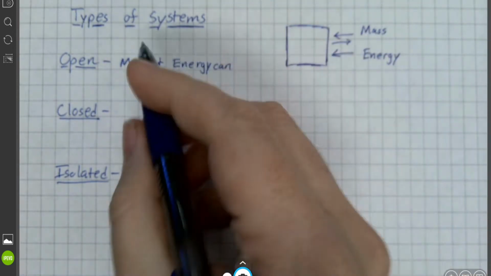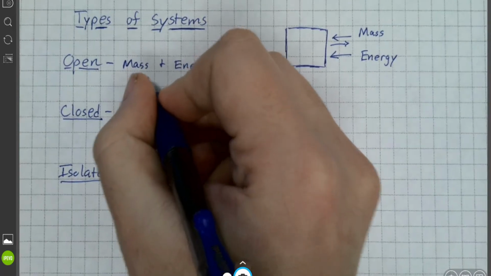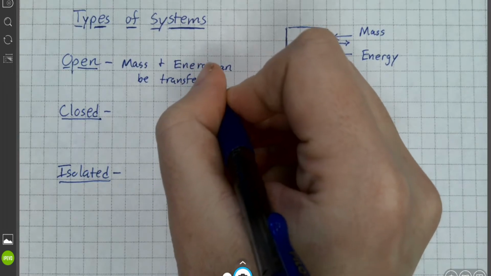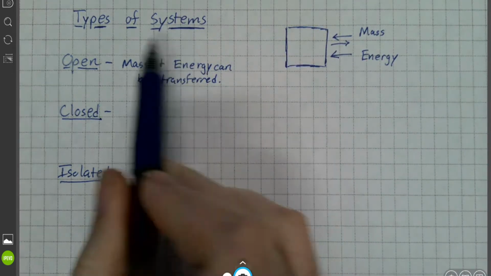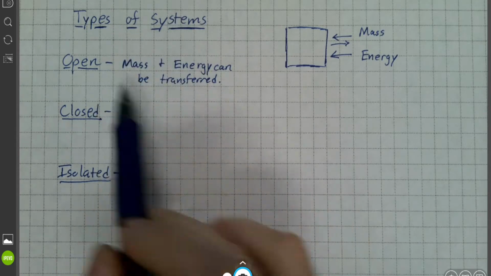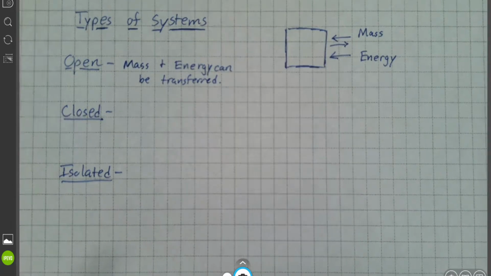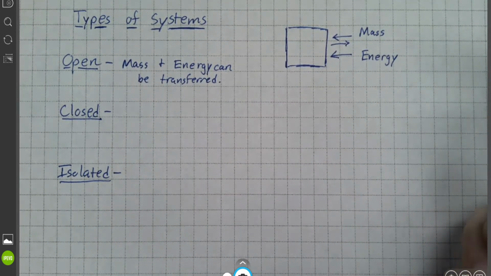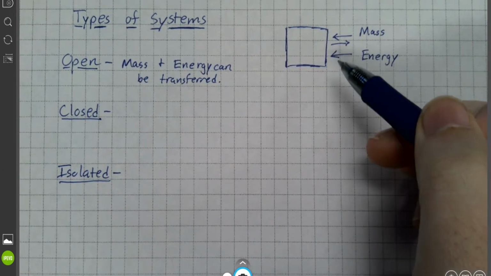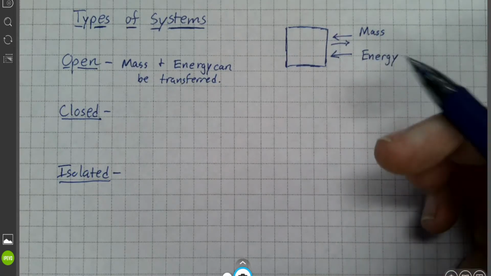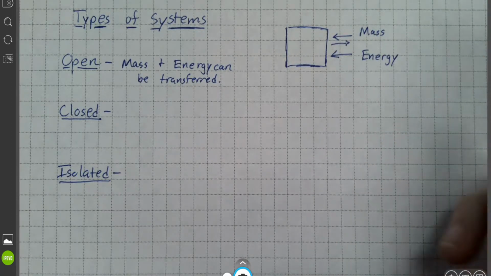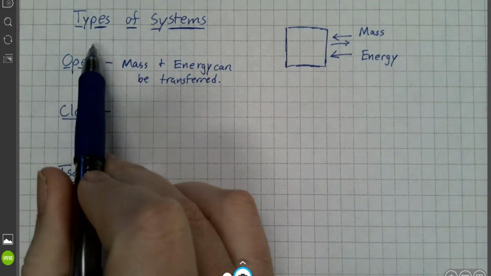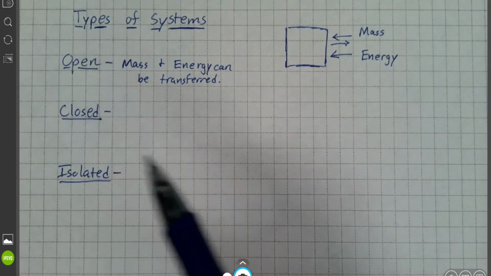Mass and energy can be transferred. Before we go to the second one, a good example of an open system is anything that you can add stuff to the back of. Last time I used the example of a truck. If you have a truck, you can add mass to the bed of the truck, and it increases the mass of the entire truck system. You can also add energy to it by adding gas. So a truck in itself would be a good example of an open system.